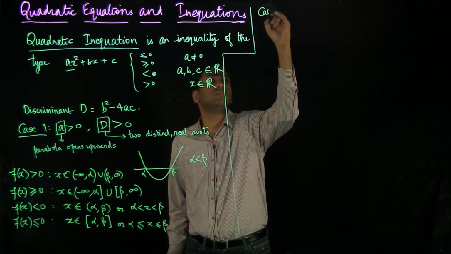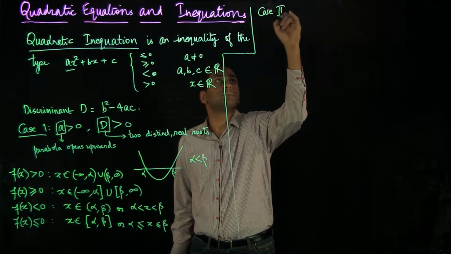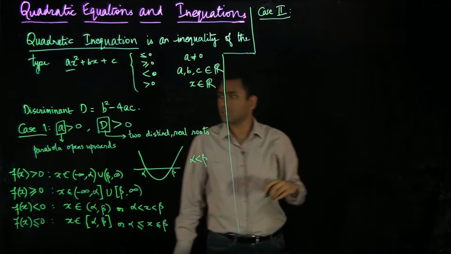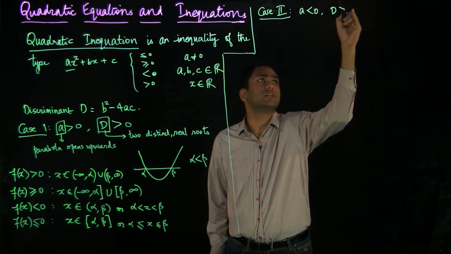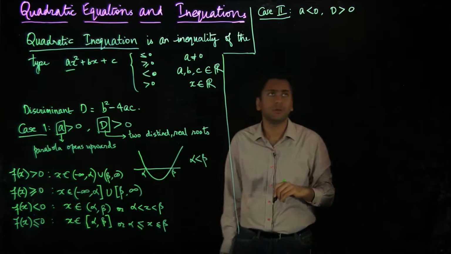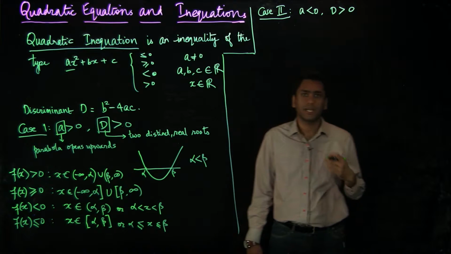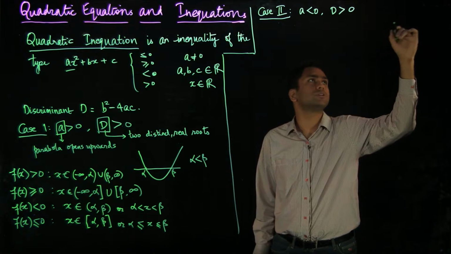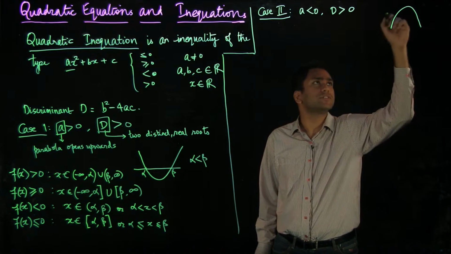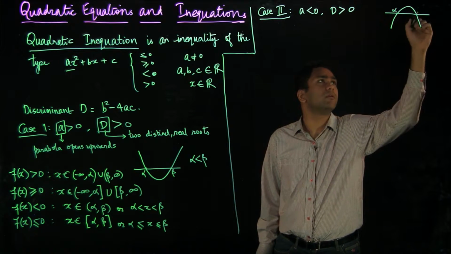Case 2 is if A was less than 0, but D was still greater than 0. So in this case, you know again that there are 2 distinct roots, but the parabola opens downwards. So the parabola is something like this, and you have alpha and beta.